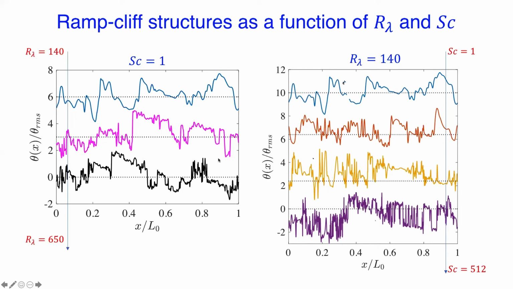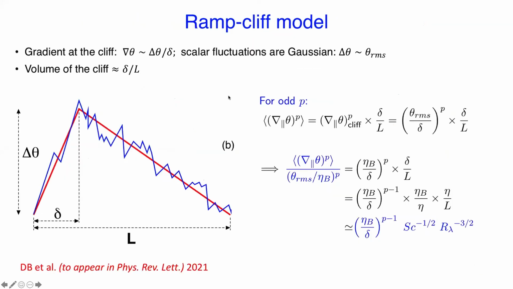So based on this observation, we asked ourselves if we can come up with a simple model to explain the scaling of the scalar gradient moments. The model essentially looks like this, where we have taken a ramp-cliff. The cliff is here, and we are saying that the cliff happens over some distance delta, and the jump of the scalar across the cliff is some delta theta, and the size of the ramp-cliff combined is of the large scale of the flow L.